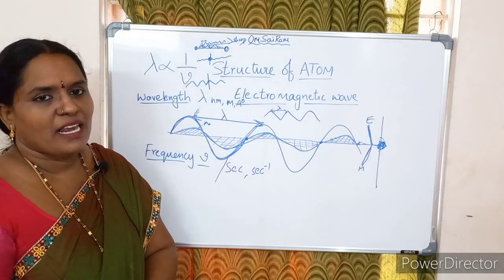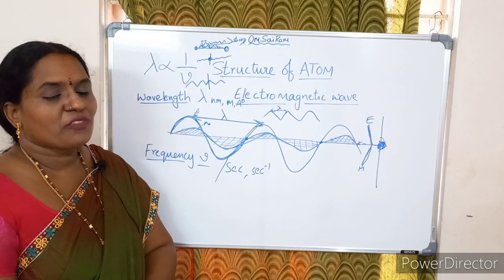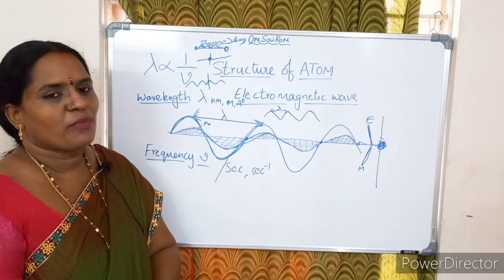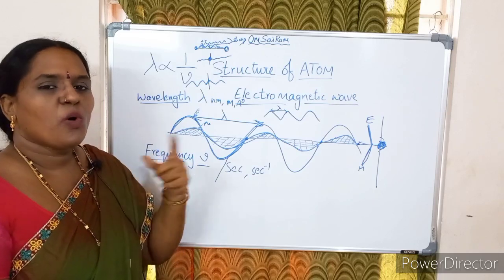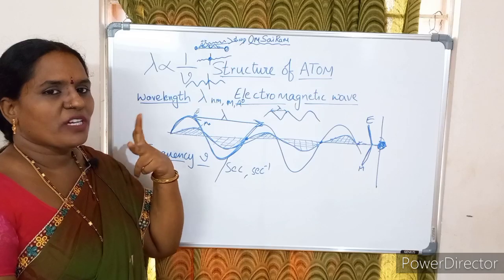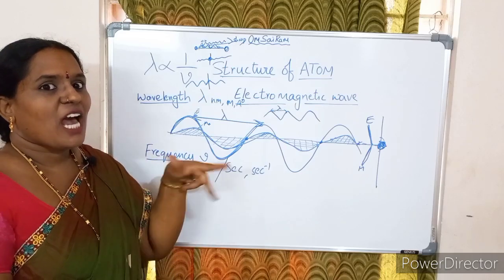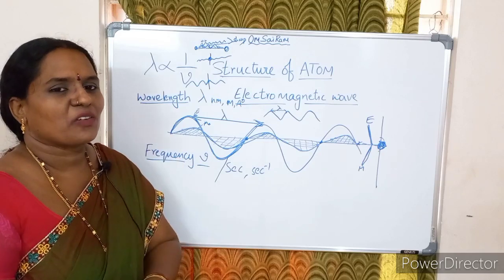frequency will be less. The disturbance, how do we disturb the electrons? By giving energy. If we give more energy, more disturbance will be created in the electrons. If more disturbance is created, sharp electromagnetic waves will be emitted from the electrons.